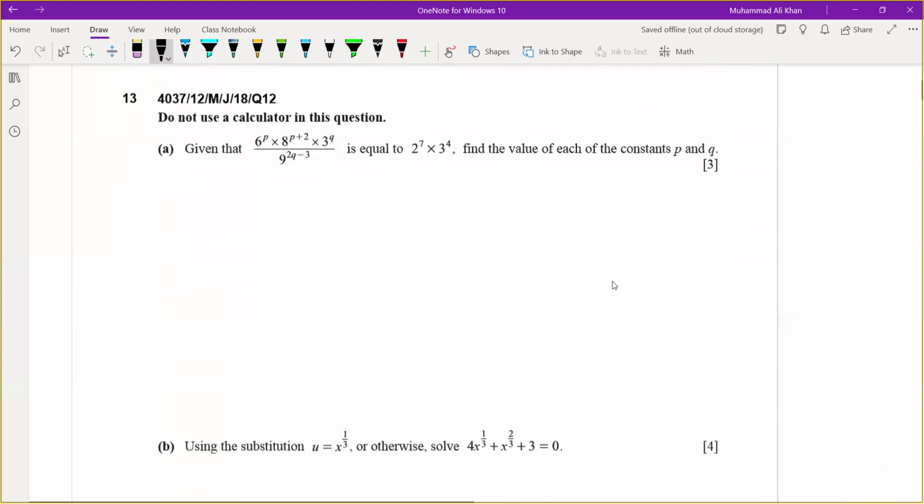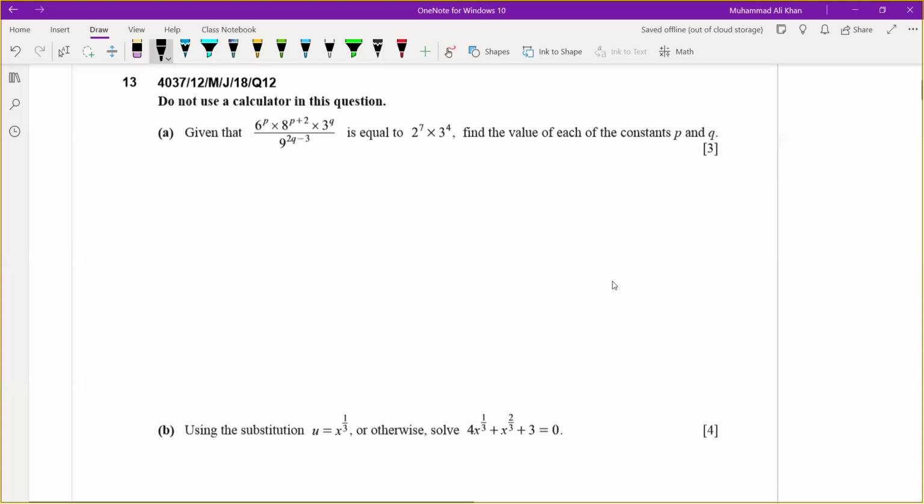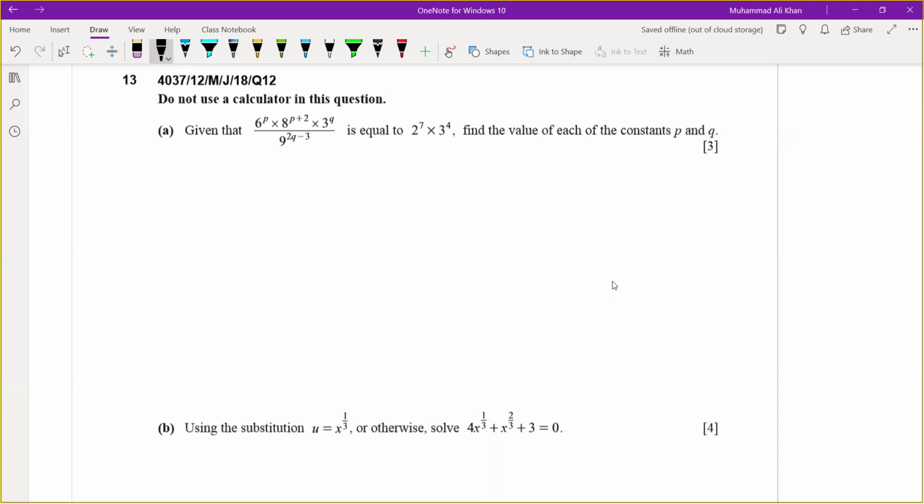Again, the question of indices. Chalo, I'm solving this question of indices, question number 13, part A. The whole question is equal to this. It means we have to convert all the things in the base of 2 and 3. So now here it will be 6 power p. Can I say that 2 multiplied by 3, 2 3s are 6 power p? Yes, it is.